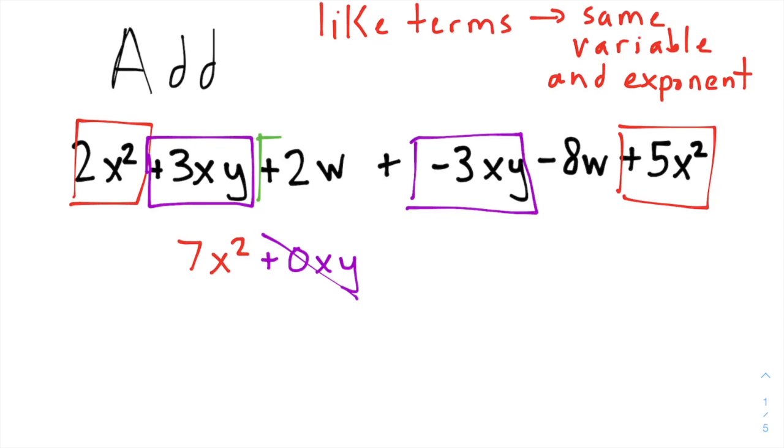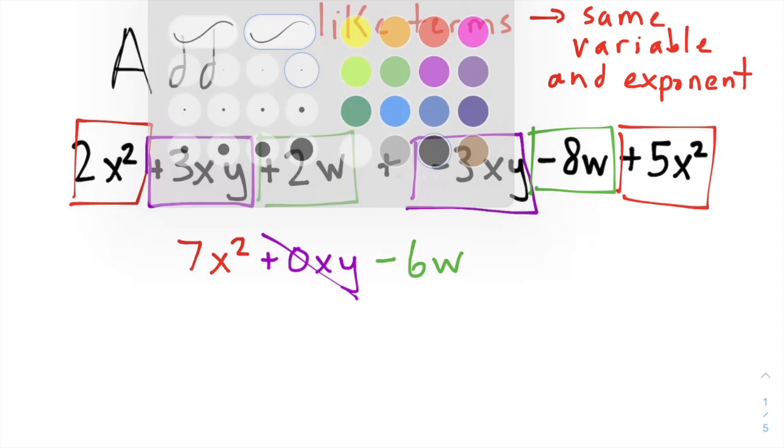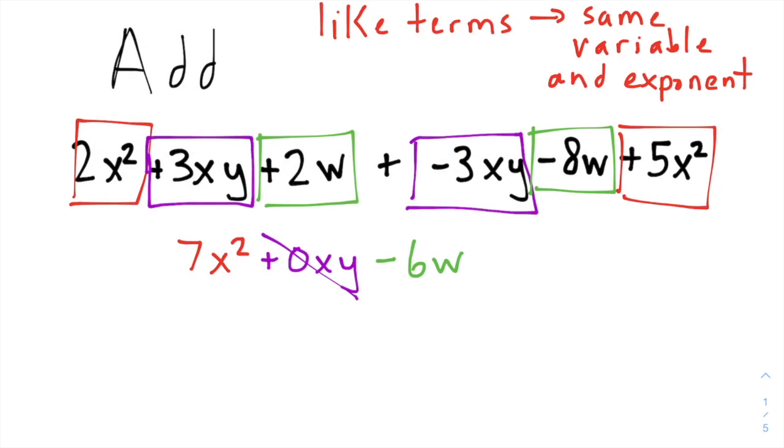Now, a positive 2w and a negative 8w. So 2w's, I'm taking 8 of them away. That will leave me with negative 6w. So our final answer here is going to be 7x squared minus 6w.